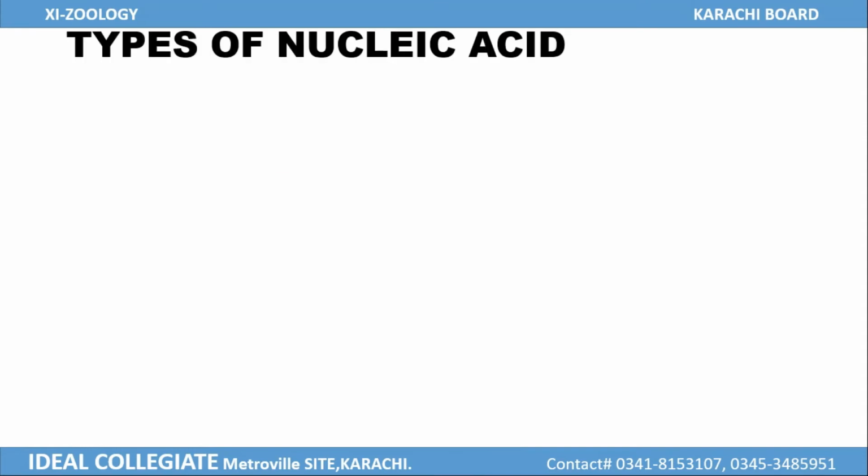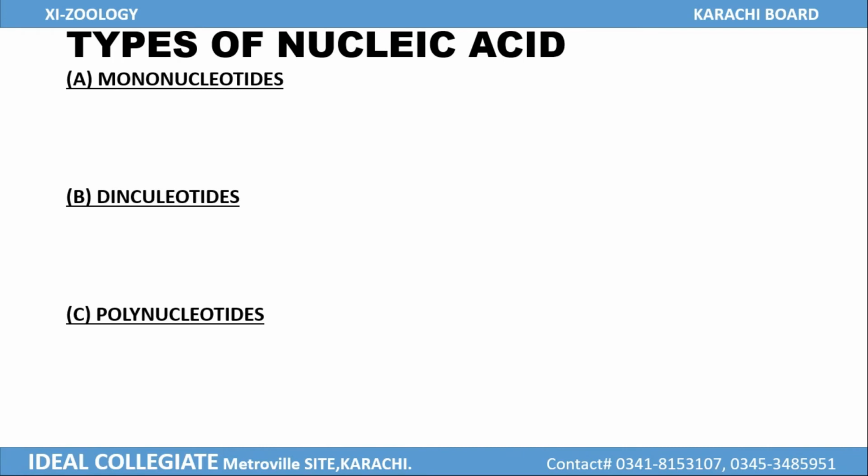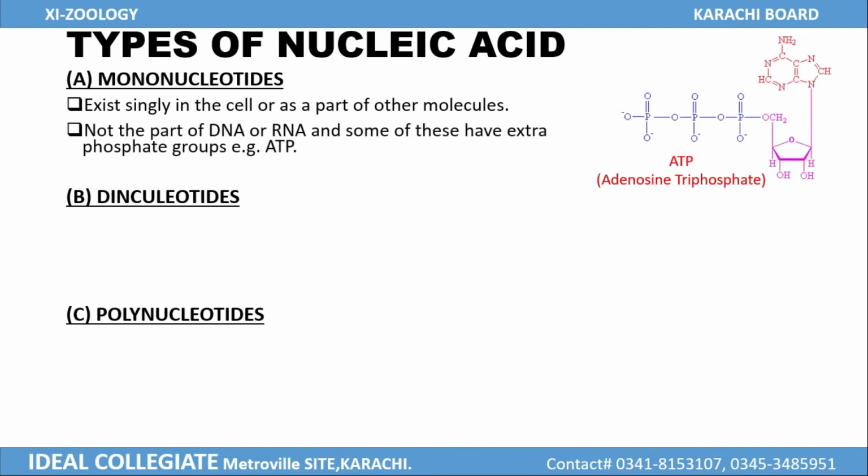Types of nucleic acid. Nucleic acids are of three types: mononucleotides, dinucleotides, and polynucleotides. Mononucleotides exist singly in a cell, or may be part of another molecule. DNA and RNA are not found in the mononucleotide type. Some mononucleotides also contain additional phosphate groups. For example, ATP. ATP is also a mononucleotide and contains 3 phosphate groups, and this molecule is an energy precursor in every cell, in plant cells, bacterial cells, and animal cells as well.